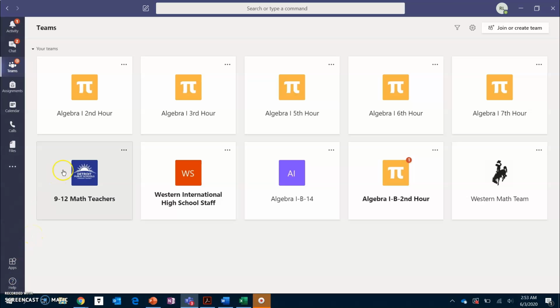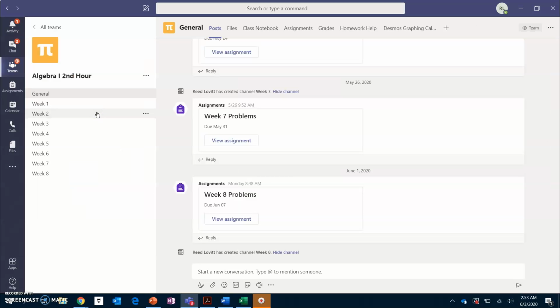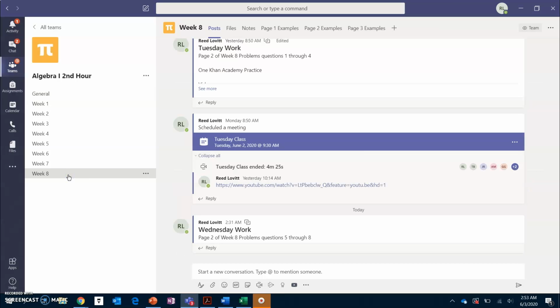So, for today's class, when we look on our Algebra 1 Teams page and we go to the current week's channel, we see that the only work for today is page 2 of week 8 problems, questions 5 through 8. And remember, we could find support for this, right?